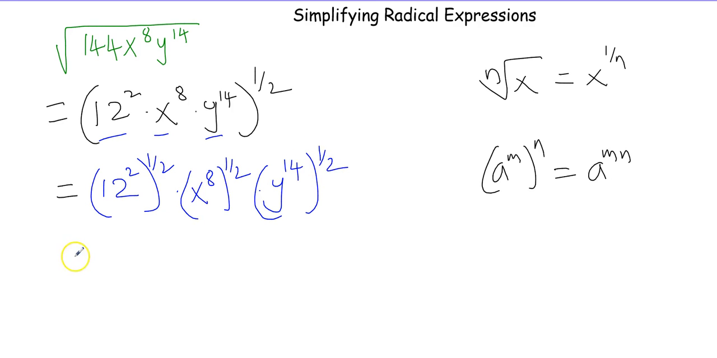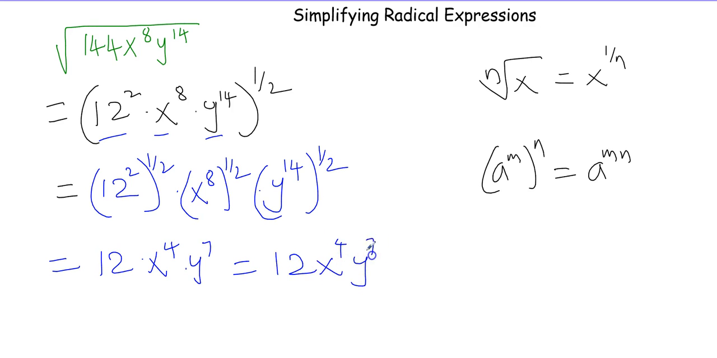Okay, that gives me 2 times half, which is nothing but 1. So 12 to the power of 1 is 12. This is x to the power of 8 times half. That's how much? x to the 4th power. And 14, half of 14 is 7. So your answer is 12 x to the 4 times y to the 7th power.